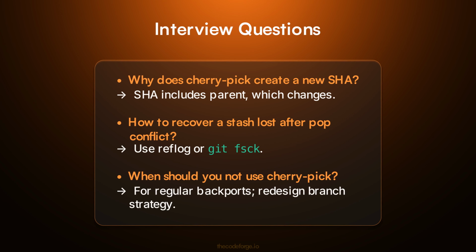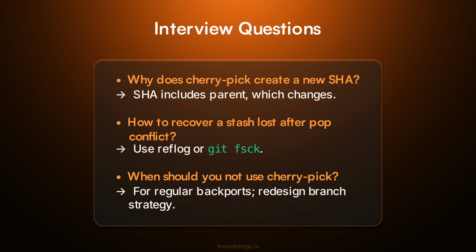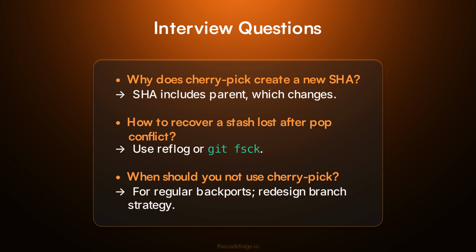Let's run through some common interview questions. Why does cherry-pick create a new SHA? The SHA includes the parent, which changes. How to recover a stash lost after a pop conflict? Use reflog or git fsck. When should you not use cherry-pick? For regular backports, redesign your branch strategy.